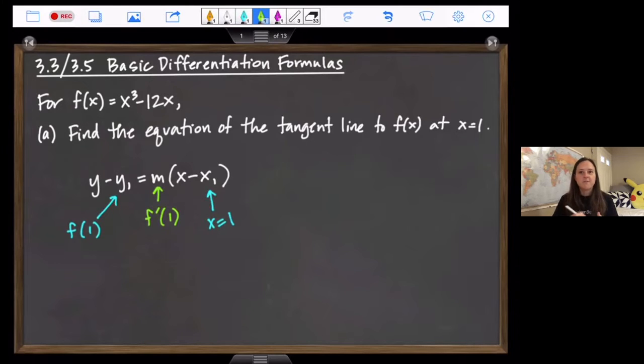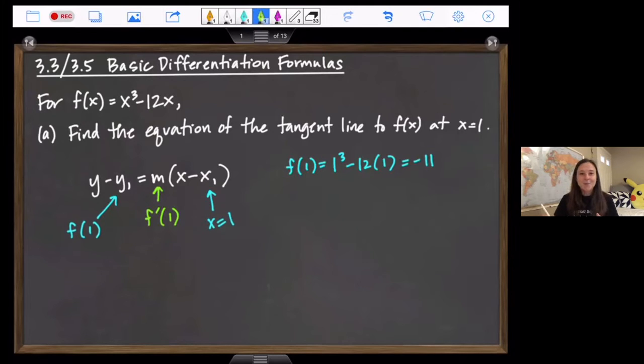All right, so let's go ahead and find f of 1. That's our algebra part. So we're going to go to the function. F of 1 is x cubed minus 12x. So we're going to do 1 cubed minus 12 times 1. And that's 1 minus 12, negative 11. So that's what I'll plug in for f of 1 over there on the left. And then we need the derivative.